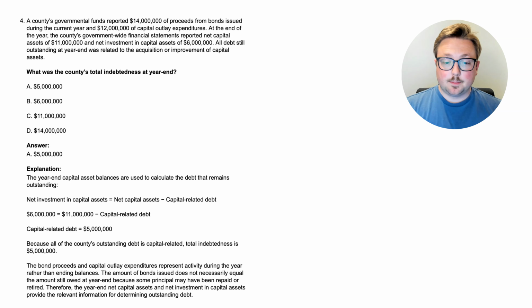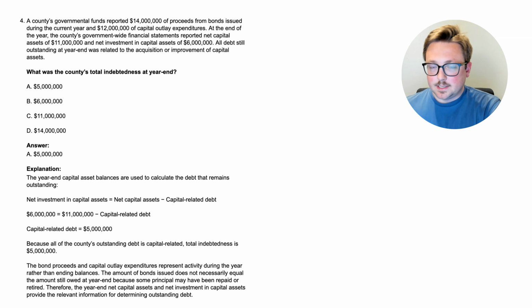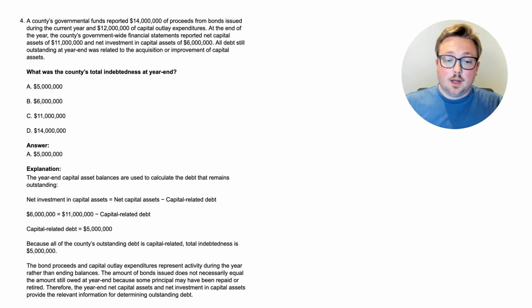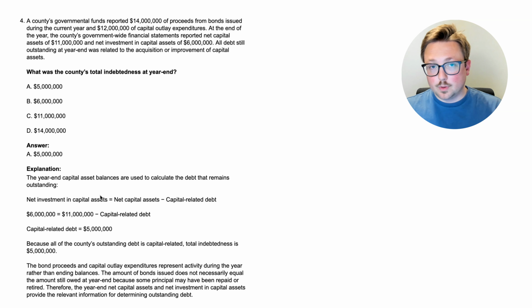The year-end capital asset balances are used to calculate the debt that remains outstanding. So the way you can figure this out is typically net investment in capital assets equals net capital assets less the capital-related debt. And the equation is a little bit larger than that, but that's the basic idea that you need to know for this type of question. So again, that's the equation. We were given net investment in capital assets, and that was $6 million. And we were given net capital assets, and that was $11 million. And you can probably see that fairly easily we can move the equation around and figure out what total indebtedness or the capital-related debt is.